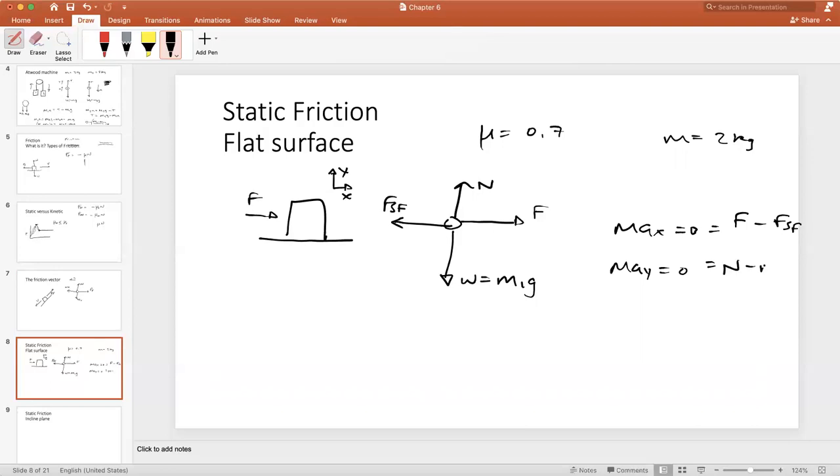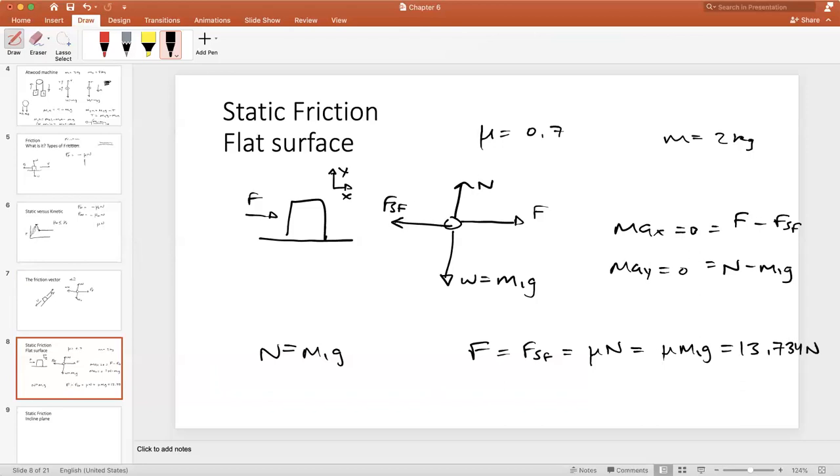MA in the Y is N minus M1G. So my normal force is M1G. And my force is equal to the force of static friction. Static friction is mu N, which is mu M1G. And as I said above, that's 0.7 times 2 times 9.81. So 0.7 times 2 times 9.81 is 13.734 newtons, okay?